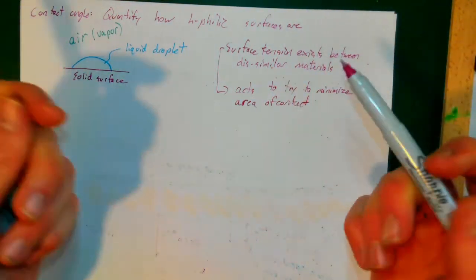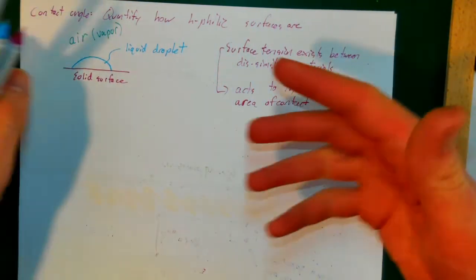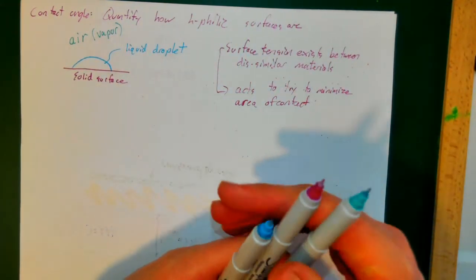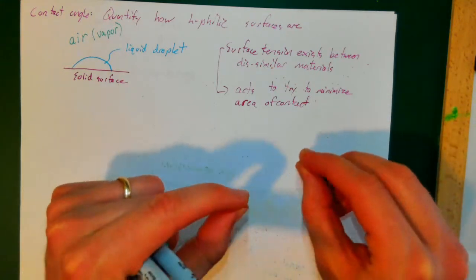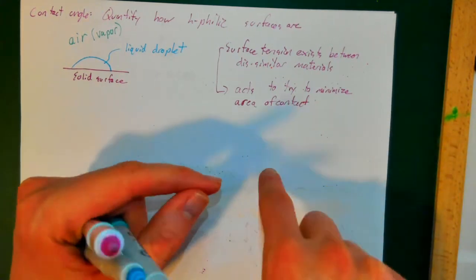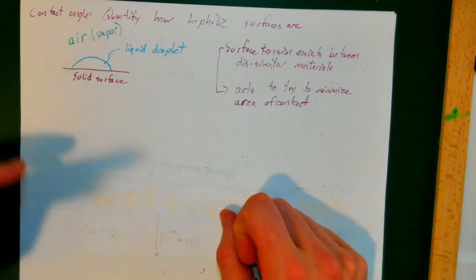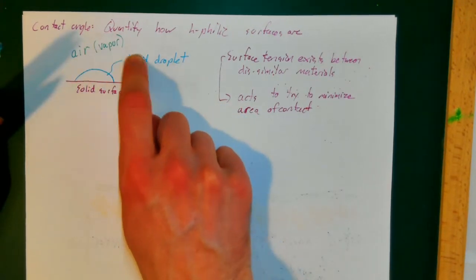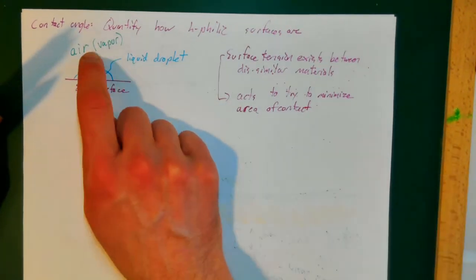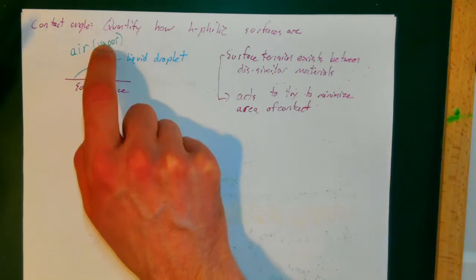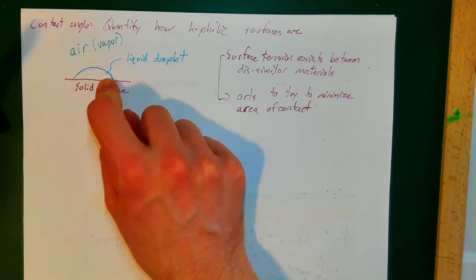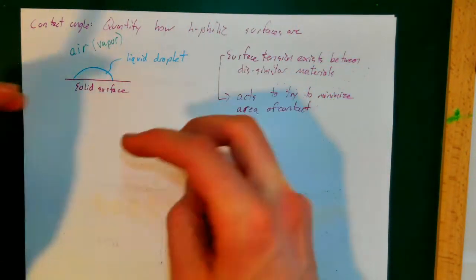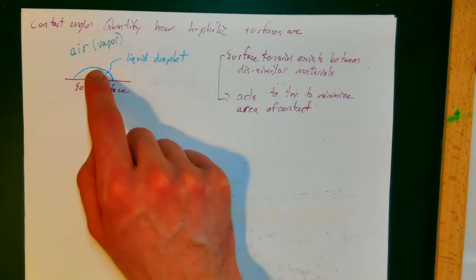An analogy I like to use is, I have my warm feet, and as I tiptoe across the kitchen floor to get a midnight snack, the floor's cold. So I try to pull my feet up and have as little contact between my feet and the floor as possible. Any dissimilar materials try to do that. For the regions we were talking about earlier, air is nonpolar, liquids can be polar or nonpolar. So the air and the liquids don't like to interact with one another. It's not energetically favorable for them to do so.